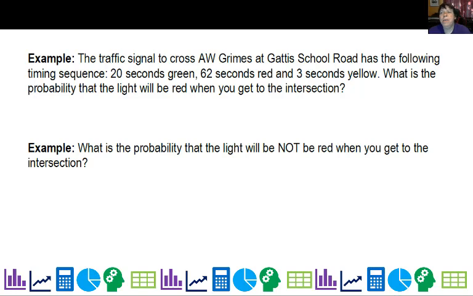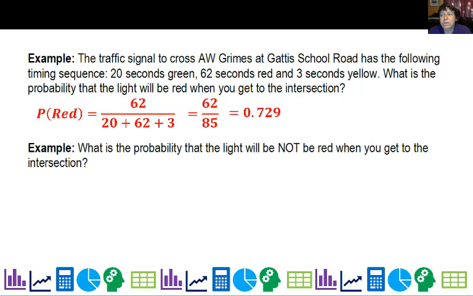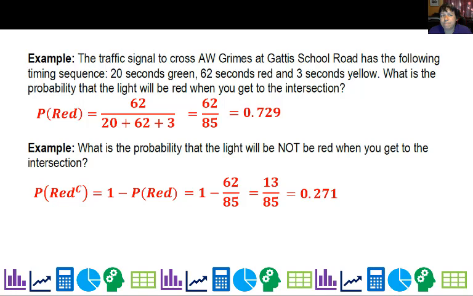Let's look at another example. The traffic signal to cross A.W. Grimes at Gaddiskull Road has the following timing sequence: 20 seconds green, 62 seconds red, and 3 seconds yellow. What is the probability the light will be red when you get to the intersection? Well, how many seconds are red? 62 out of a total of 85 seconds. And we can change that to a decimal. It's about 0.729 or 72.9%. So what's the probability it won't be red? Well, we'll just go 1 minus that probability we just got, and we get 0.271.